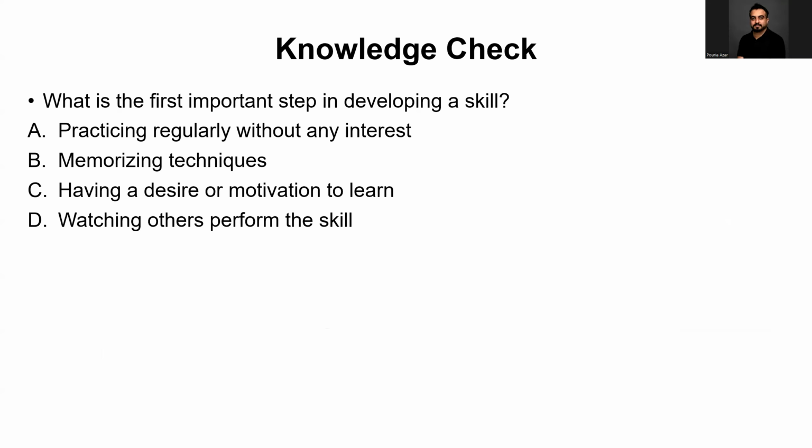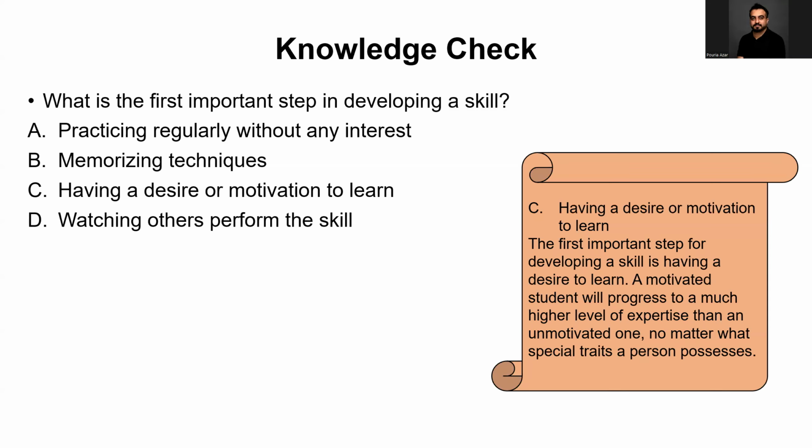What's the first important step in developing a skill? Practicing regularly without any interest, memorizing techniques, having a desire or motivation to learn, watching others perform the skill. So, option A, there is no motivation there. Option B, memorizing techniques. This can be helpful, but this is the learning stage of skill development. Option C is the motivation, which is the first important step. And option D is also related to learning, the stage of learning in skill development.